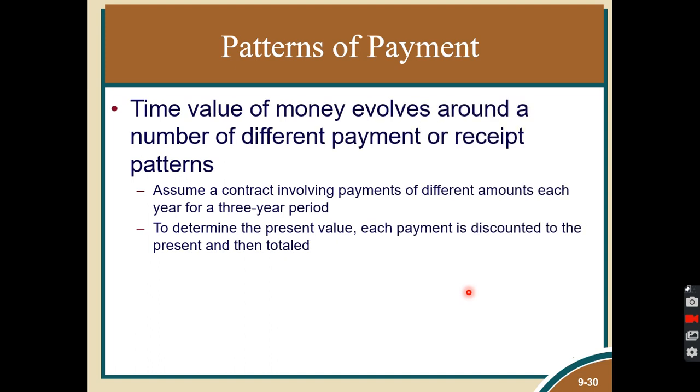So next concern will be the pattern of payment. The pattern of payment pertains to whether we are going to receive the payment on an annual basis. Is it a one-time basis? Is it going to be an ordinary annuity? So basically, that's the concept of pattern of payment.